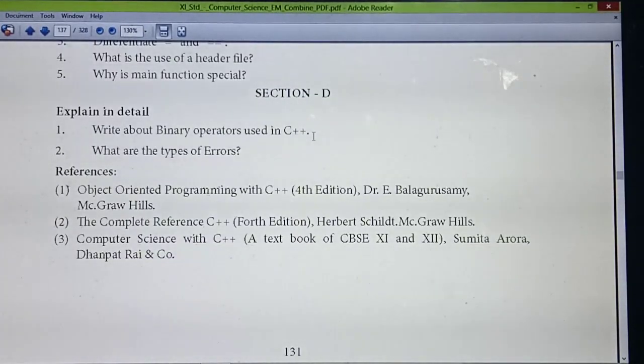First question, page number 120, 121. Then second question, page number 128. Okay. So these 5-mark questions are very important. Now we can mark the question answers for this chapter.